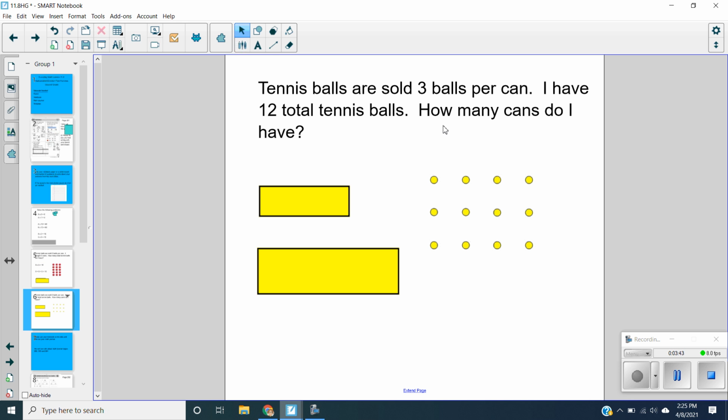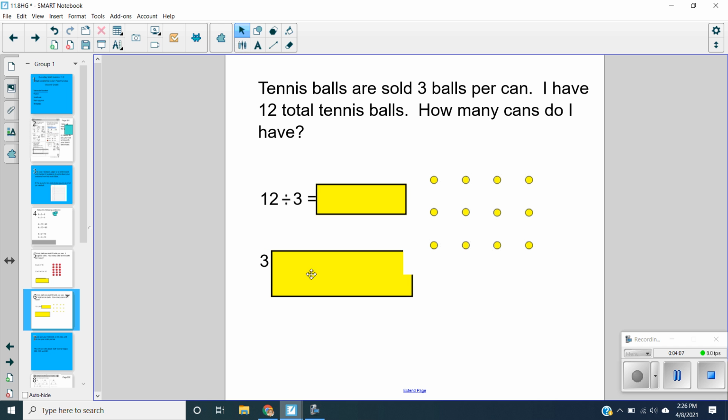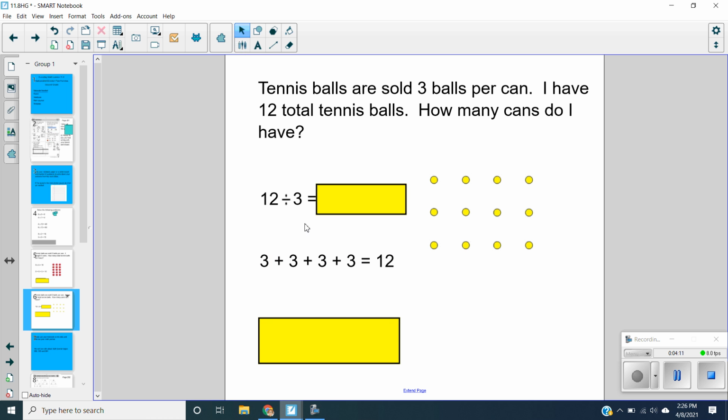So tennis balls again are sold 3 balls per can. This time I have 12 total tennis balls. So how many cans do I have? Press pause and play when you're ready to check. So I'm starting with 12, but this time I'm dividing by 3. So I made an array of my 12 split into 3 equal groups. I could also count by 3s until I reach 12, and I could see how many 3s it takes me to get to 12. So my answer would be 4.